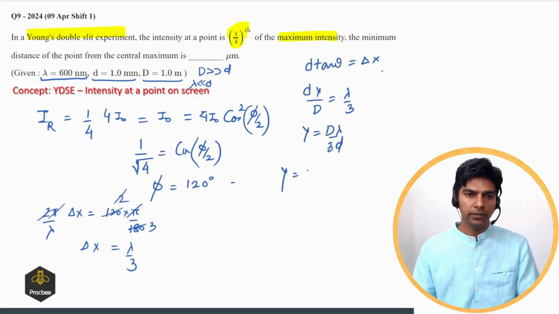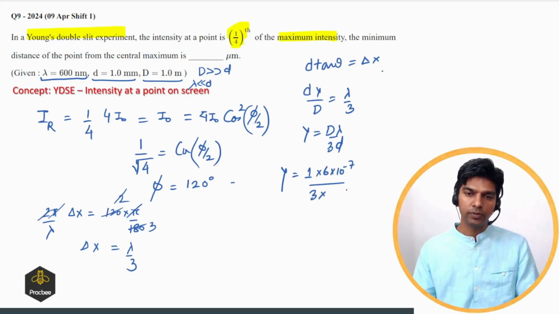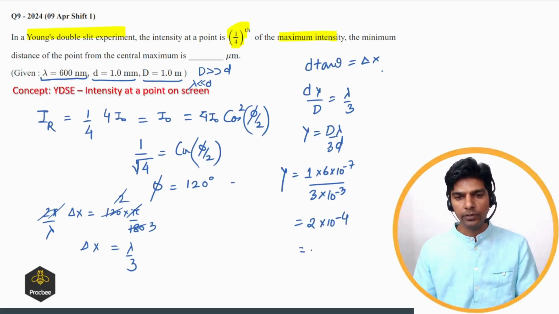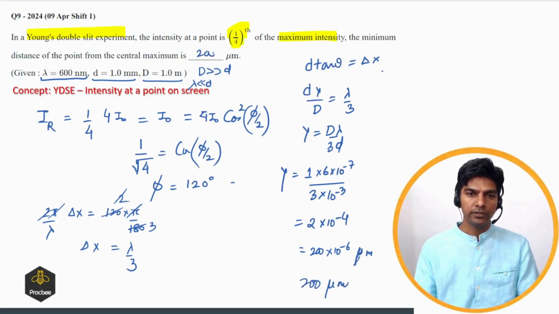Capital D is 1 meter, lambda is 6 into 10 raised to the power minus 7, and small d is 1 millimeter, so it will be 10 raised to the power minus 3 in meters. So this comes out to be 2 into 10 raised to the power minus 4, and we have to find the answer in micrometers, so it will be 200 into 10 raised to the power minus 6 meters, which is 200 micrometers. So 200 is the answer of this question.